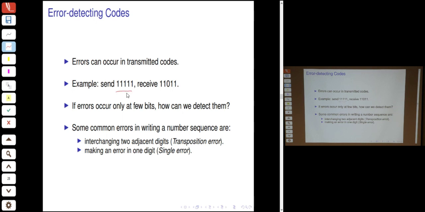you might send 11111, but the central one can be switched by some noise or some mechanical error to a 0. Okay. So, the question is, if errors occur in only a few bits, how can we detect them?